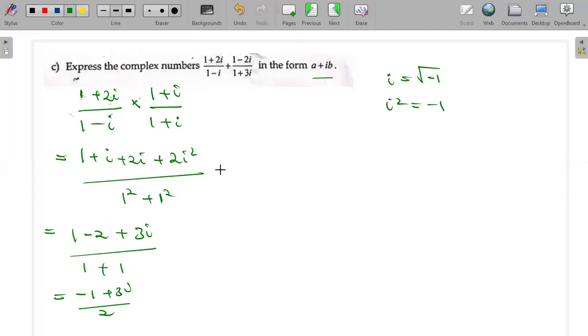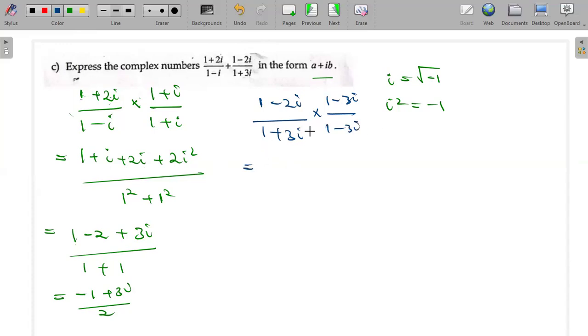So this is what I get. Okay, so now I leave it there for now, and then I go to the other side, and I have (1 - 2i)/(1 + 3i). So I'm going to rationalize by multiplying by what? The conjugate of the denominator. And the conjugate of the denominator is just (1 - 3i)/(1 - 3i).